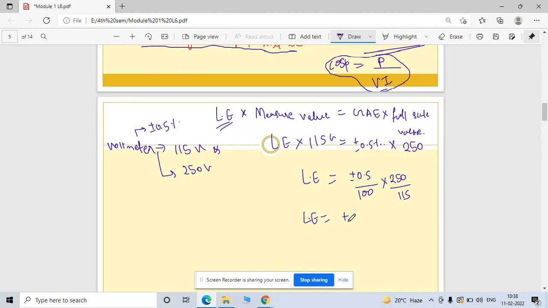Limiting error is nothing but here plus minus 0.010. Percentage limiting error is nothing but your plus minus 1.08 percentage. Okay. So this is your limiting error.